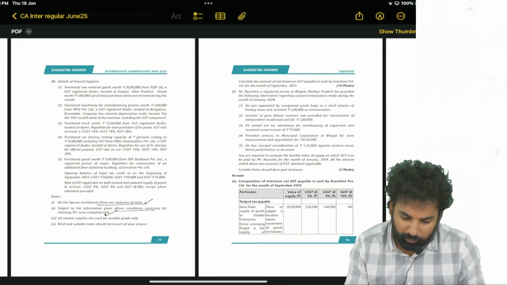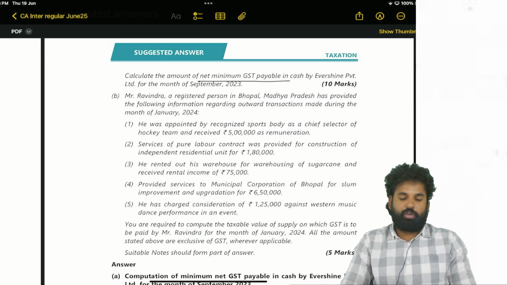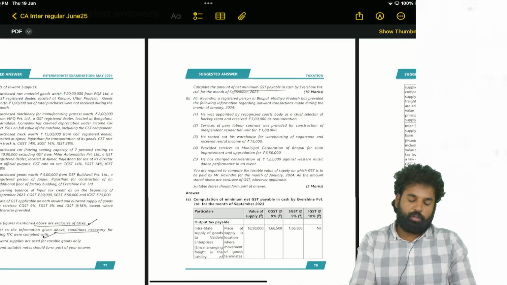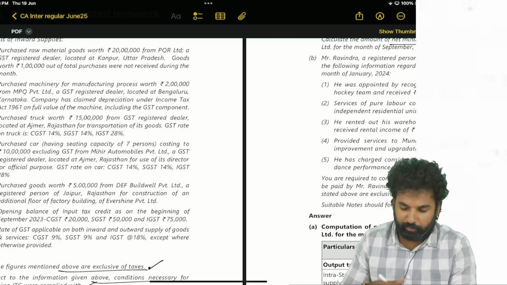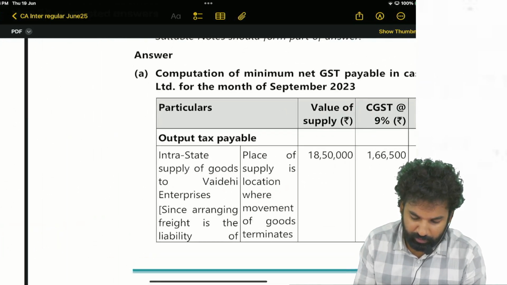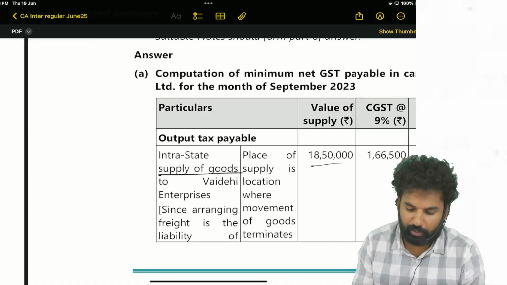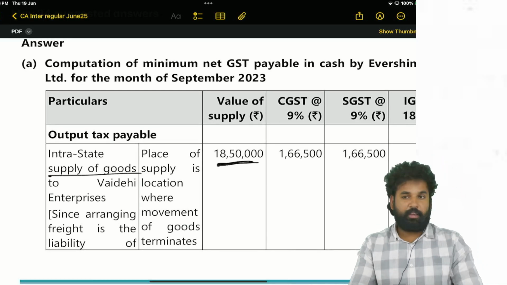Okay, what do you have to do first of all? Compute the net minimum GST payable in cash. So what has to be done? Output GST, input tax credit, adjustment of input tax credit, and total GST payable. That has to be done. So first of all, we'll start. First point: intrastate supply of goods, taxable 18,50,000. Why 18,50,000?